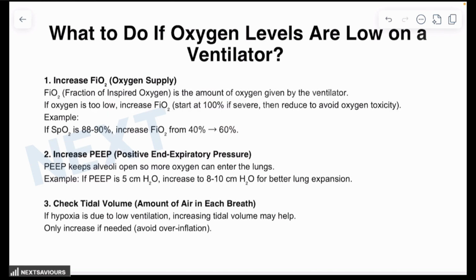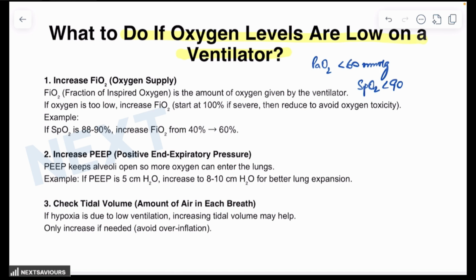Now, once we have understood the basic mechanisms of what the modes are and when they are to be utilized, let's see what to do if the ABGs are deranged, which are very commonly asked in the examination. So, what to do if the oxygen levels are low on the ventilator? For example, if the ABG report shows that the partial pressure of oxygen is less than 60 millimeters of Hg, or the SpO2 is declining to less than 90%, then it means that the patient is not getting enough oxygen, which can obviously be dangerous. So, how will you fix it?